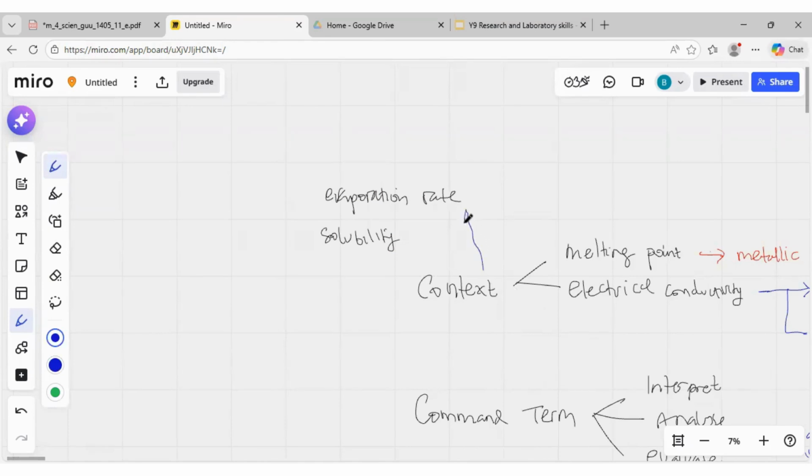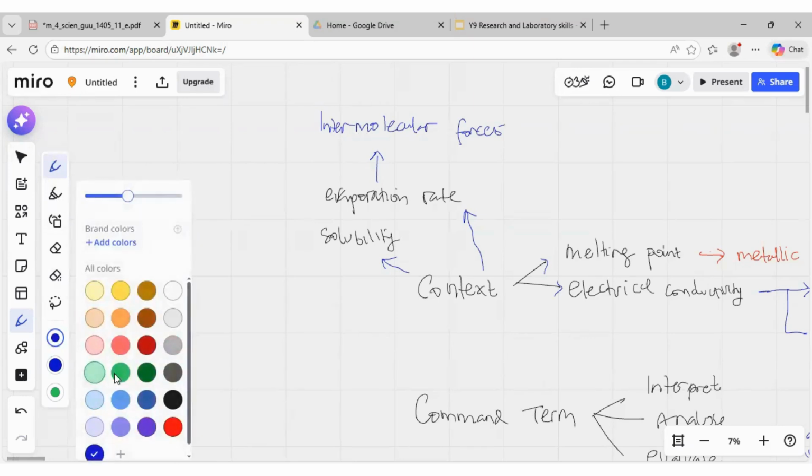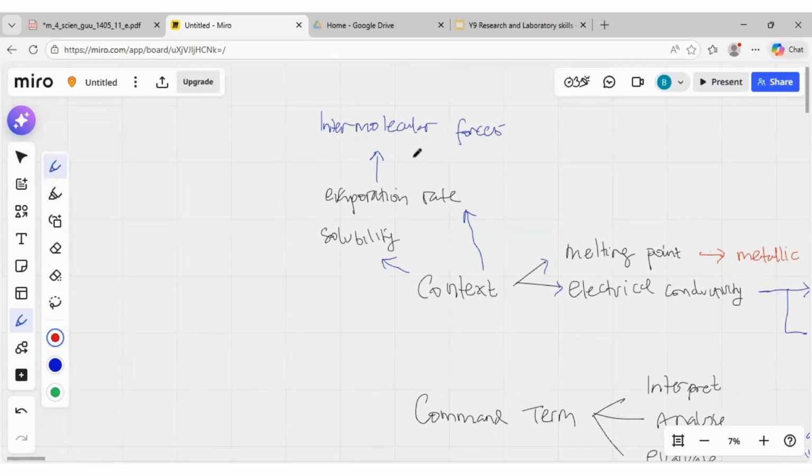Now the context will be about evaporation rate and also solubility ya. Nah, evaporation rate related to intermolecular forces. Now, for the intermolecular forces, in the slide, actually you are given the information about the type of intermolecular forces. However, in the test, do we really need to know the type?